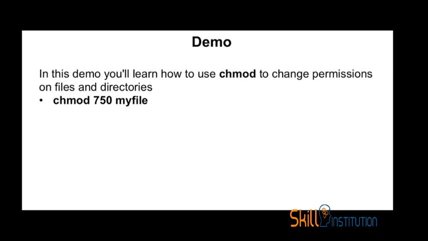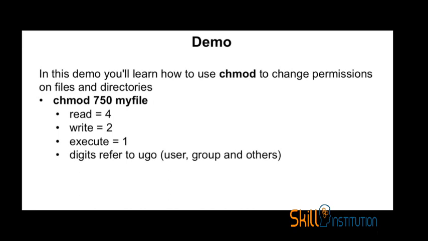The first example is chmod 750 on my file. You can see that 3 different digits are used in the command to change permissions for my file. To understand these digits, we should know that read equals 4, write equals 2, and execute equals 1. You should also know that digits refer to UGO: user, group, and others.